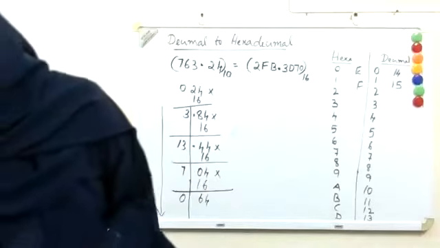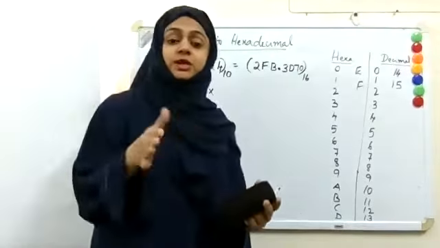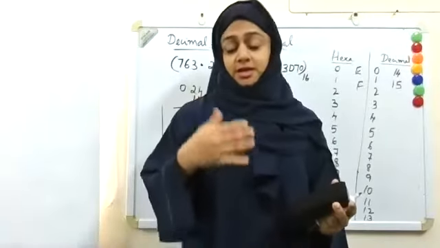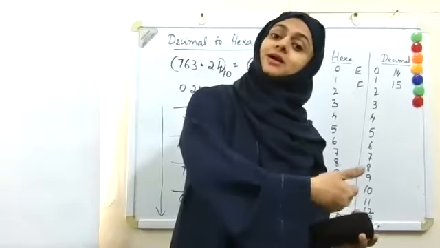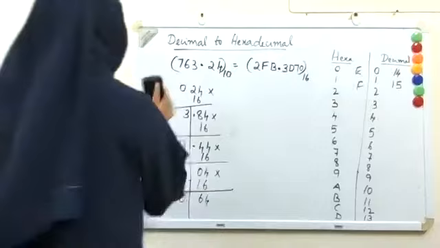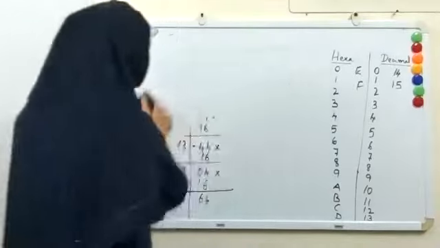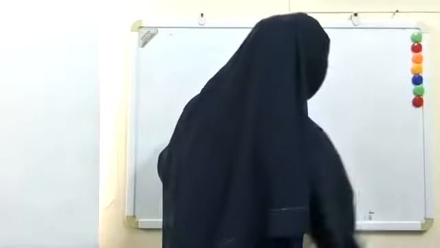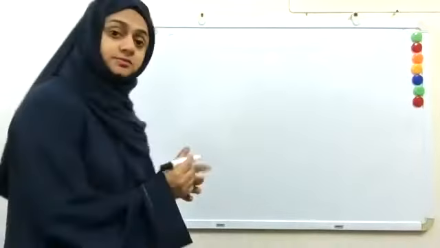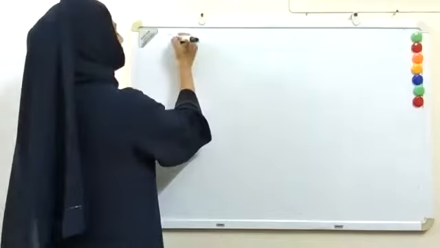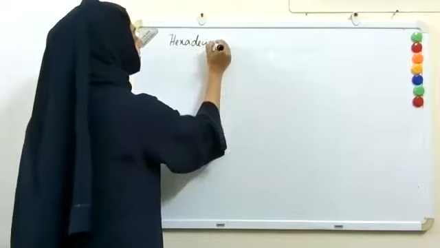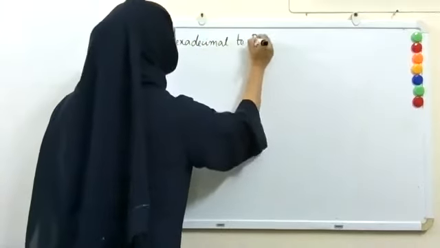Now we have learned how to convert between hexadecimal and decimal. Now let us see how to convert hexadecimal to binary and binary to hexadecimal. So let us take how to convert hexadecimal to binary. Binary means what is the base? For binary, what is the base? 2. So let us see first how to convert hexadecimal to binary.